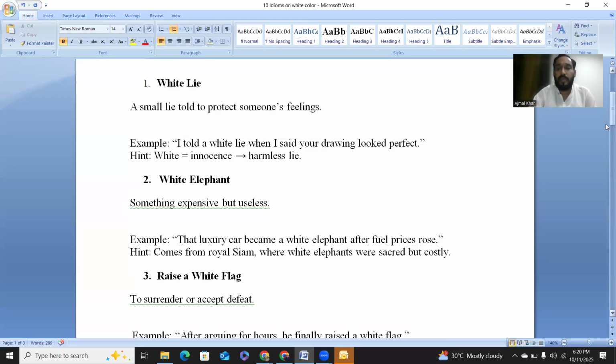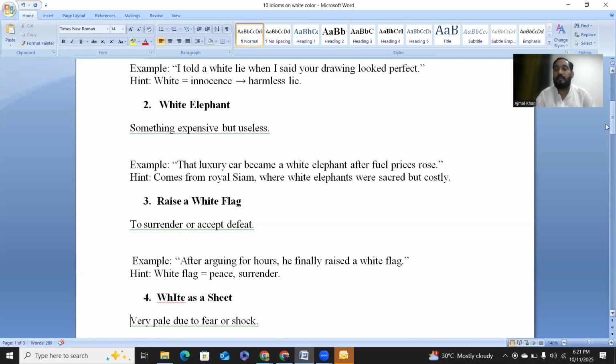So its hint is that it comes from royal Siam, where white elephants were sacred but costly. एक बादशाह जो था श्याम, उससे इसको रिलेट किया जाता है. उसके पास वाइट एलिफेंट्स हुआ करते थे जो बड़े सैक्रेड, मुकद्दस समझे जाते थे. White elephants of the king of royal Siam were very costly, but they were also very sacred, holy. So this is the hint or reference to remember white elephant.